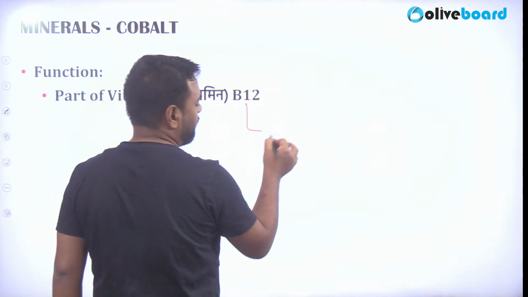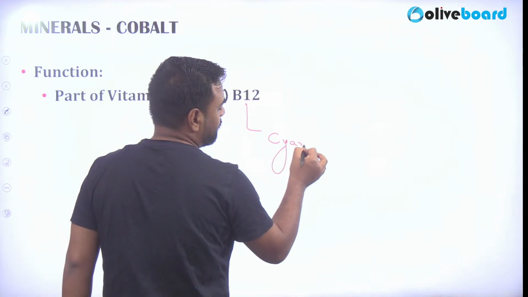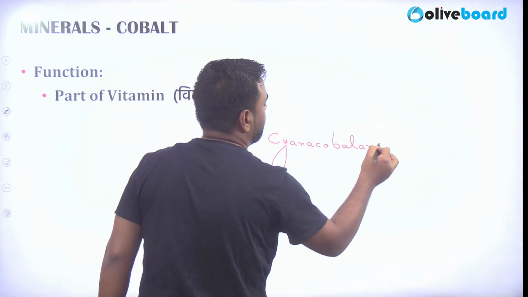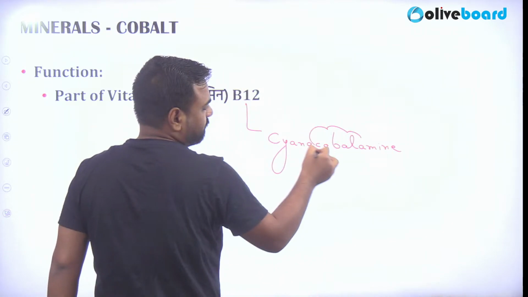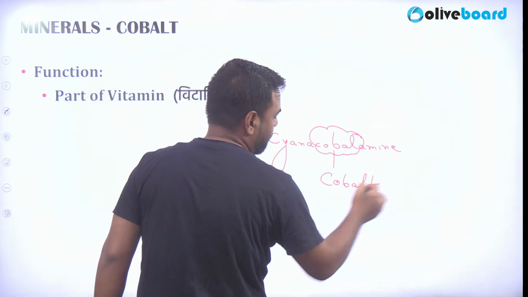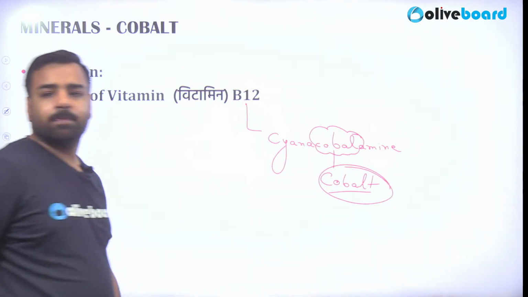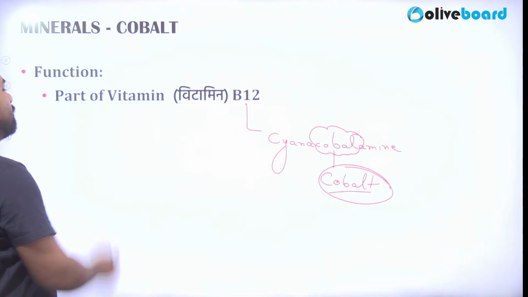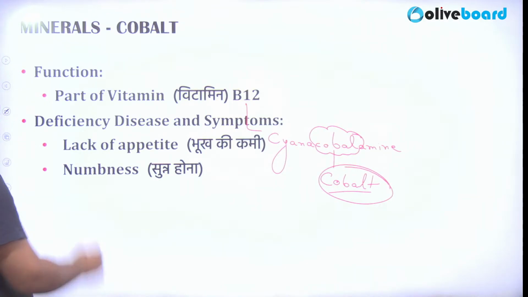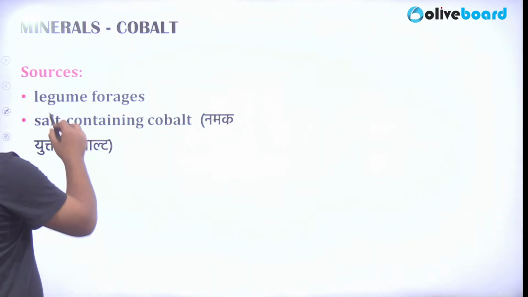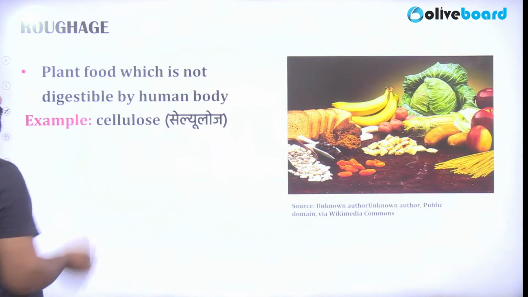Then cobalt. If you remember, vitamin B12. Here we had a name that is cyanocobalamine. Remember? So you can link it with cobalt, right? Guys, if I talk about this cobalt part, it's the major part of vitamin B12. Its lack leads to lack of appetite and numbness. Cobalt sources are legume forages and salt containing cobalt.